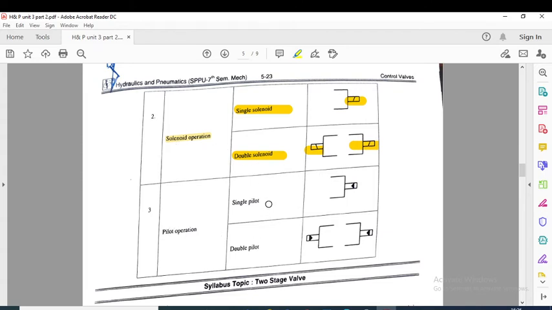Then pilot operated. You know that these pilots are just used to reduce the manual effort, so we name it a pilot operated direction control valve. Here you can see this is the single pilot operated direction control valve, and this is the double pilot operated direction control valve here.